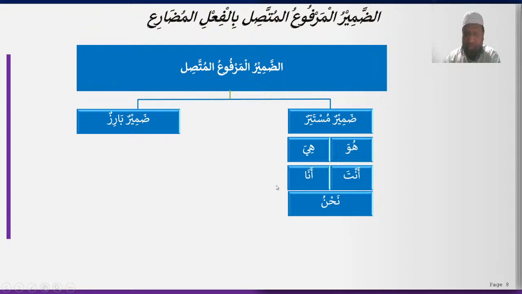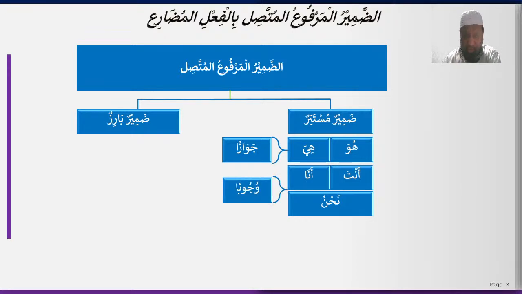The answer is yes, there is a difference. هو and هي are ضمير مستتر جوازا, and أنتَ, أنا, نحن are ضمير مستتر وجوبا. Jawazan means possible, i.e. اسم ظاهر can come as a فاعل. Wujuban means there's no possibility that اسم ظاهر can come as a فاعل. اسم ظاهر never comes as a فاعل. The فاعل are these: أنتَ, أنا, نحن. This is what they are, وجوب.